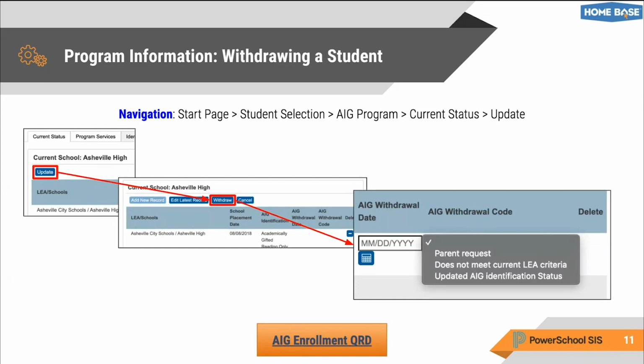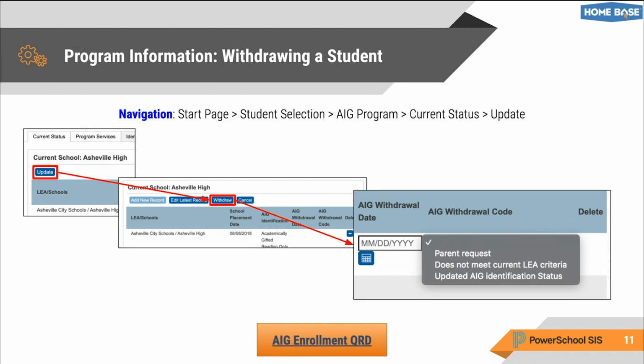And as far as withdrawing, you will very rarely withdraw a student. It's always recommended to serve students as much as possible. However, if a student has been newly identified in an additional area and you need to update their AIG code, that would be a situation where you would withdraw them and then add a new record. So when you withdraw a student, same process as we just saw, you'll go to their AIG program screen, you'll hit update, and this time you would hit the 3rd button, withdraw.